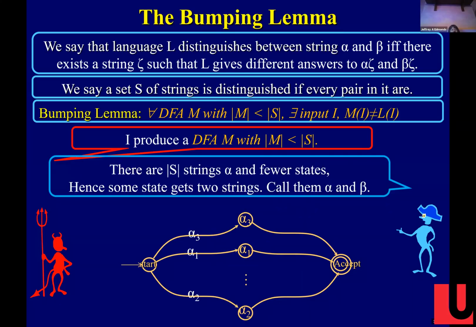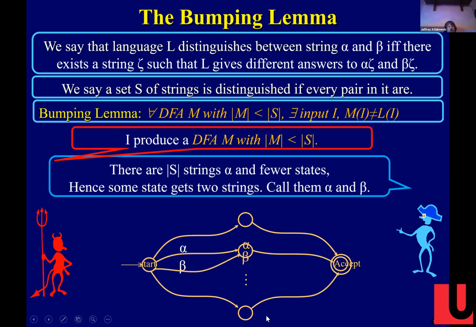Now, we know that the total number of states is fewer than the total number of strings. There's a thing called the pigeonhole principle. It says if I have more pigeons than holes, and all the pigeons fly into holes, then some hole has two pigeons. That's what we're saying here: I have more strings than states, and each string goes into one of these states.